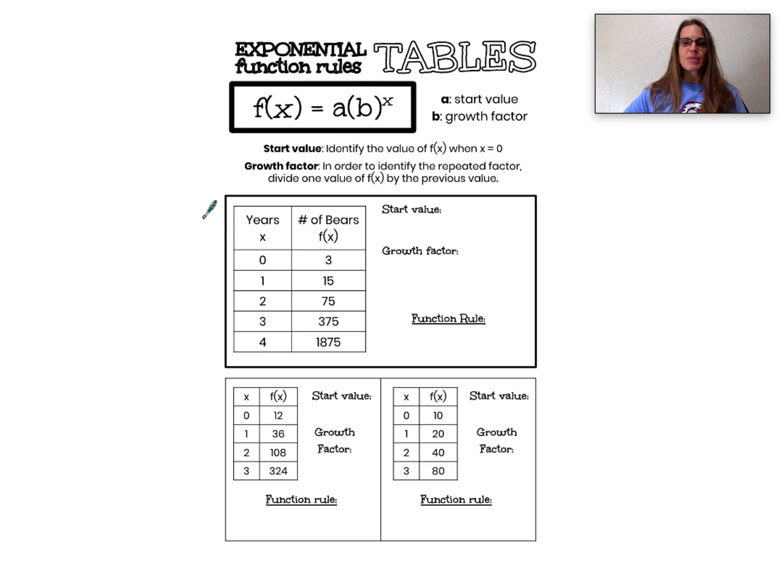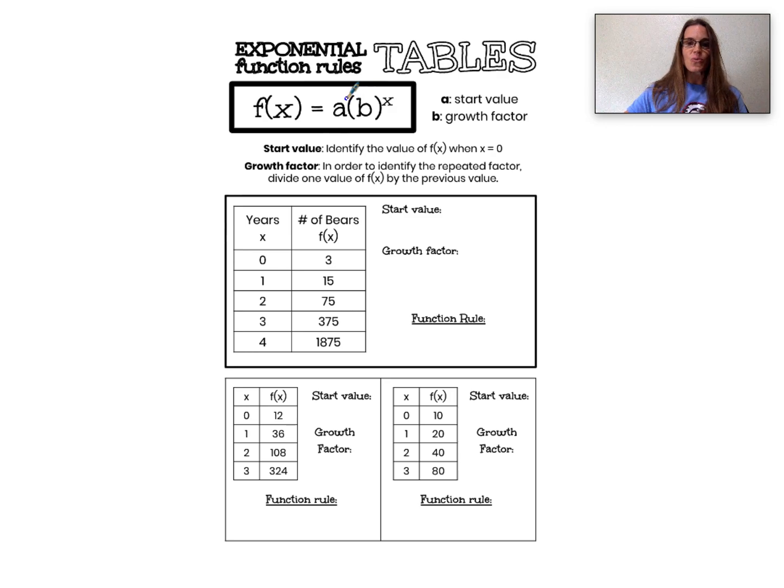When we're writing exponential function rules from tables, we need to find two pieces of information from the table. We need to find the start value A and the growth factor B. To find the start value A, we do exactly what we did when we were looking at a linear table. We look for the row where x is 0, and the start value is just the value of y, or f of x, in that row.